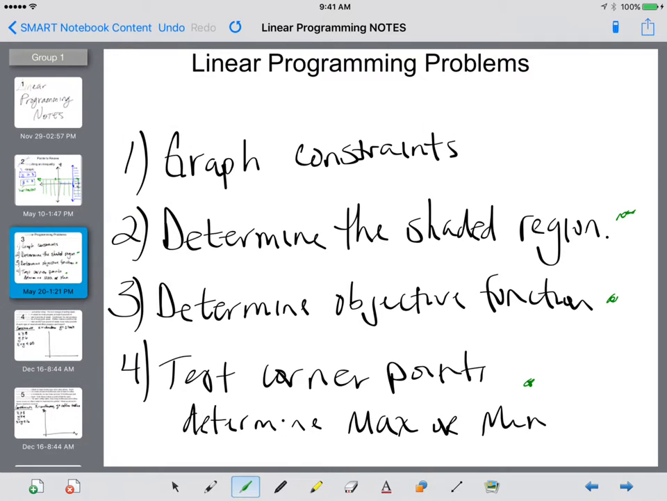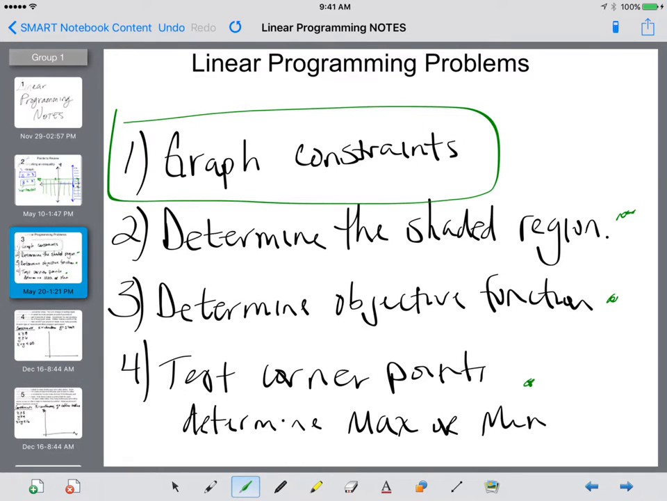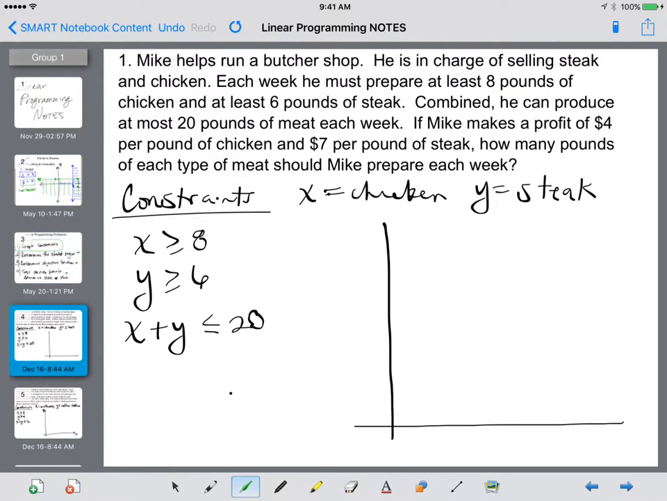Well, number 1 says we have to graph the constraints. So in these problems, the constraints are labeled within the word problem, but they're also given to you. So x is chicken, y is our steak. Our first constraint is x is greater than or equal to 8. Okay, well, we've already practiced graphing this. So I'm going to go over to 8. Okay, and I'm going to draw a straight up and down line. I know that this line's at 8. And I'm going to shade to the right.